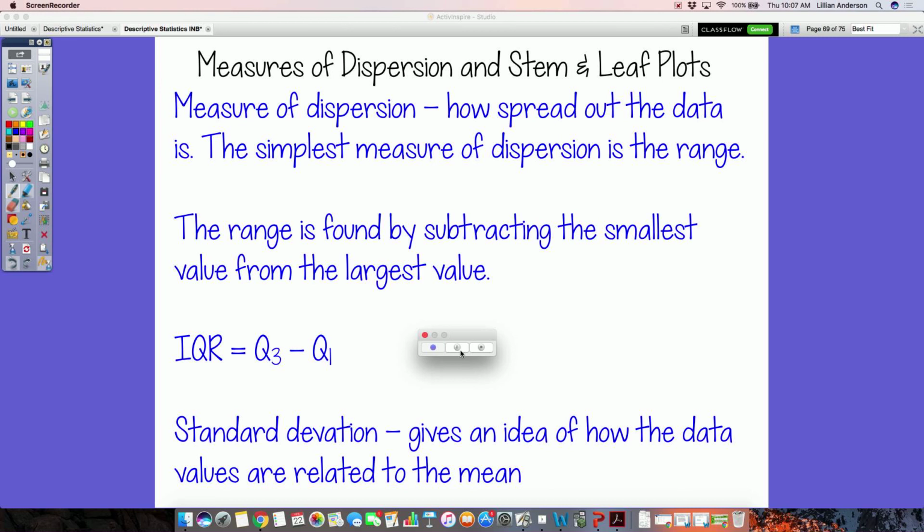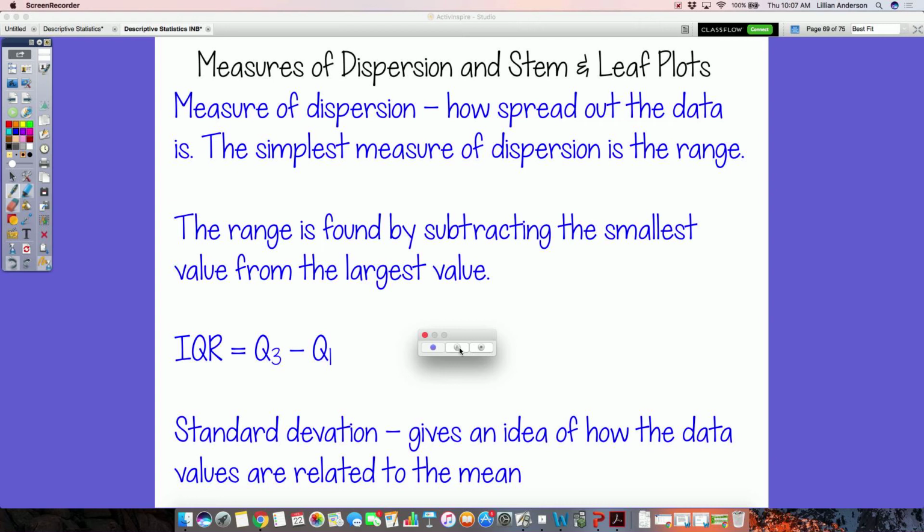So on page 54, you're titling it Measures of Dispersion and Stem and Leaf Plots. Okay, this is the last little bit of this particular unit with descriptive statistics. We're going to talk about measures of dispersion and stem and leaf plots just very briefly.